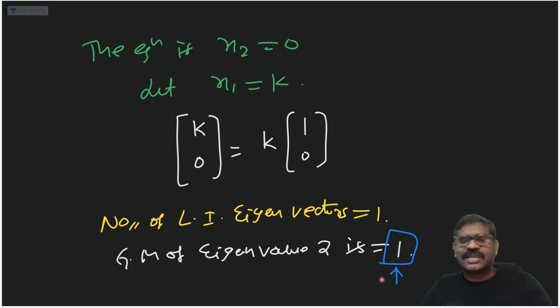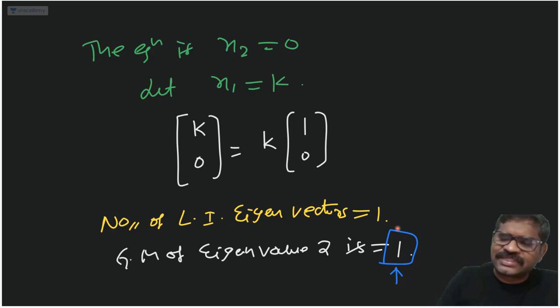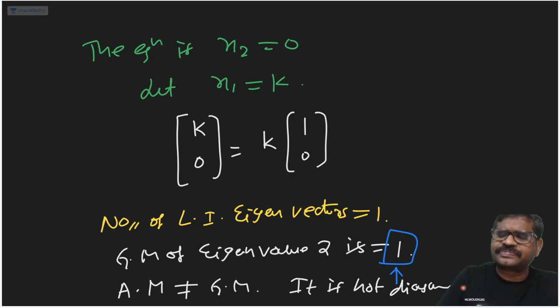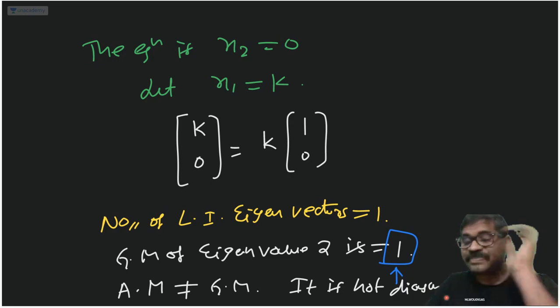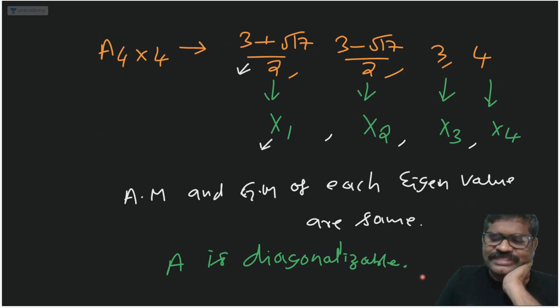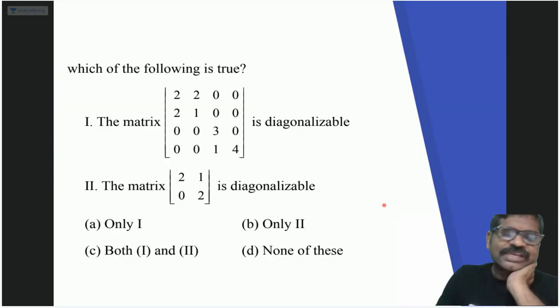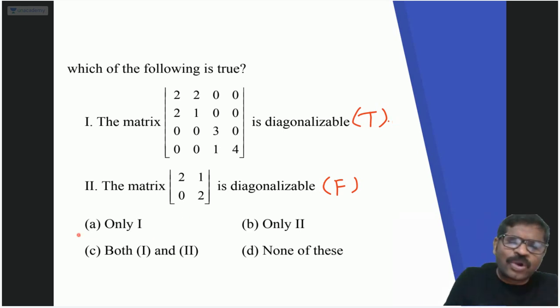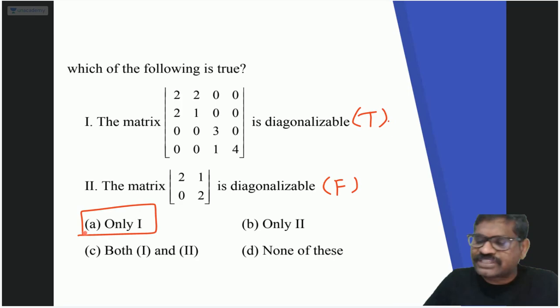That's why AM is not equal to GM. Therefore, it is not diagonalizable. Understood? So the second statement is false. So which one is true? Only the first statement is true.